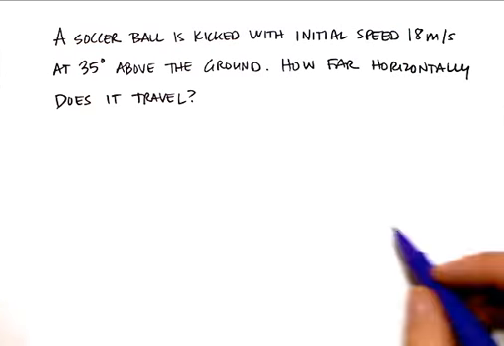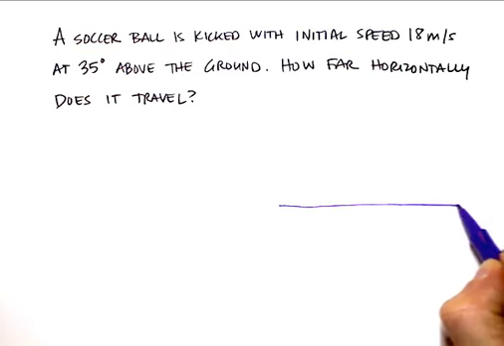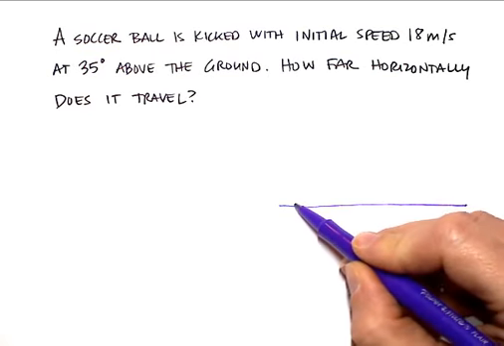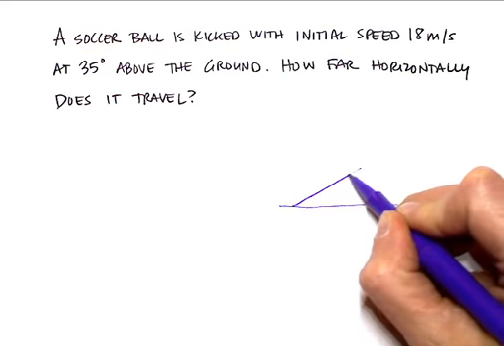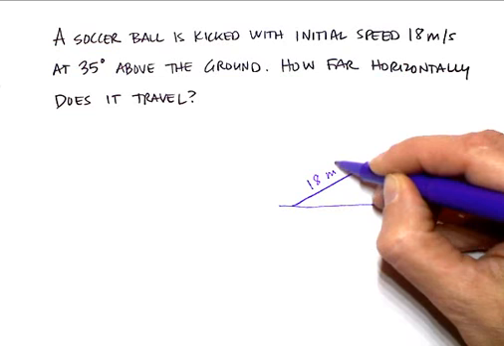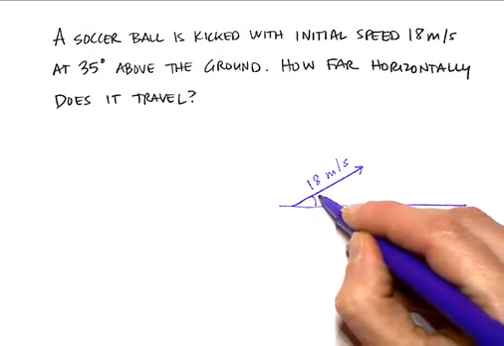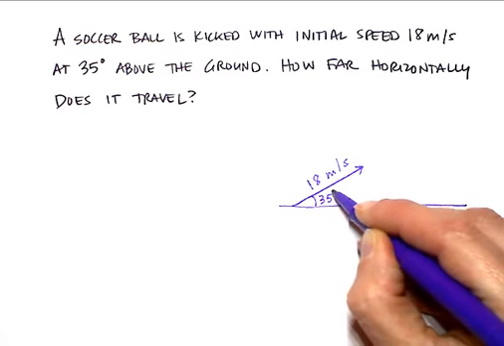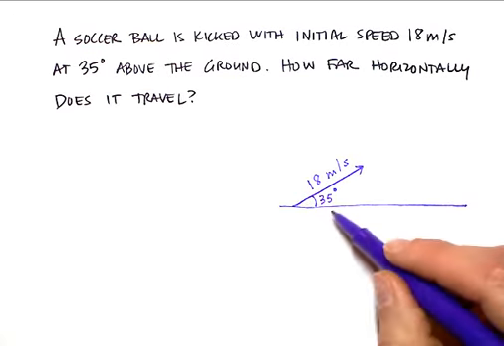Let's begin by drawing a sketch that represents the object's initial conditions. So here we have 18 meters per second. There's a vector arrow for that velocity and an angle of 35 degrees. The object wouldn't actually travel in that direction.